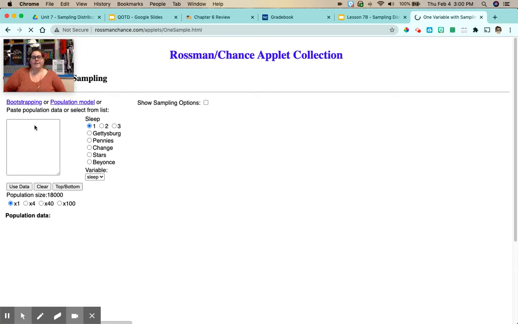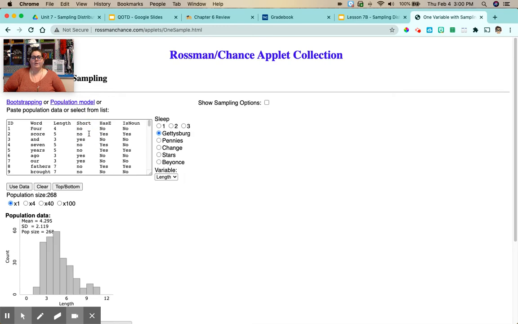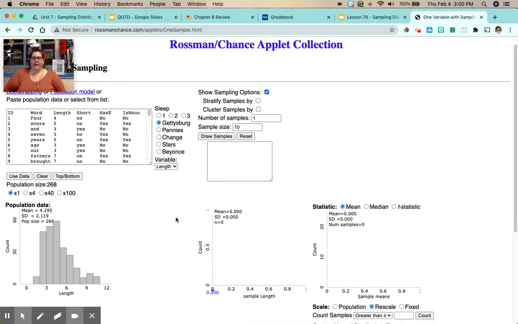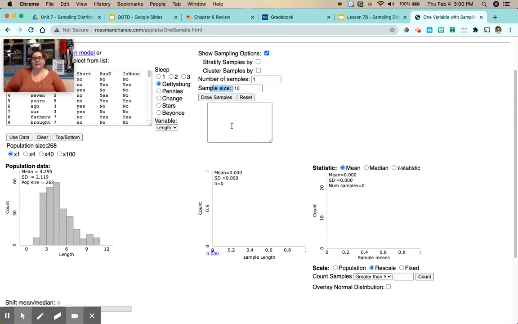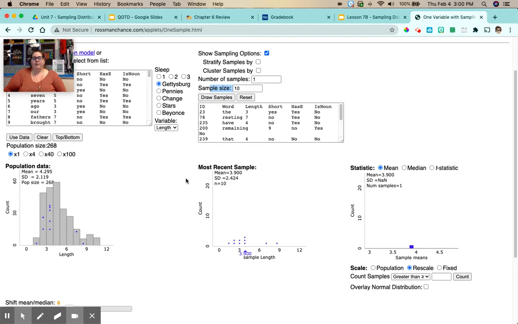So this is a website that just has a whole bunch of random data. I'm going to pick this one right here, which is the words in the Gettysburg Address. And I'm going to do some sampling. So right now I have this set at taking one sample, and it's going to be a sample size of 10. So it's going to pick 10 words randomly from the list of words in the Gettysburg Address. I'm going to say draw the sample.